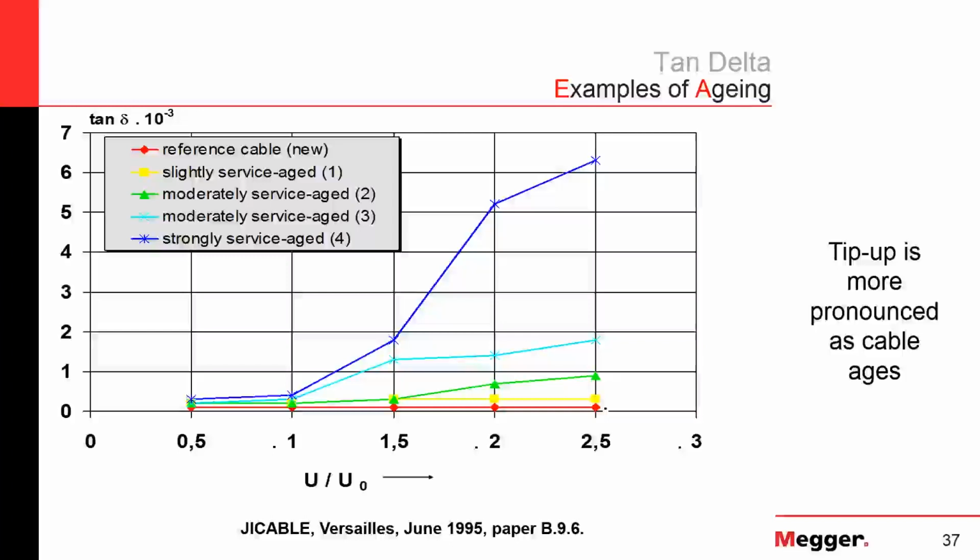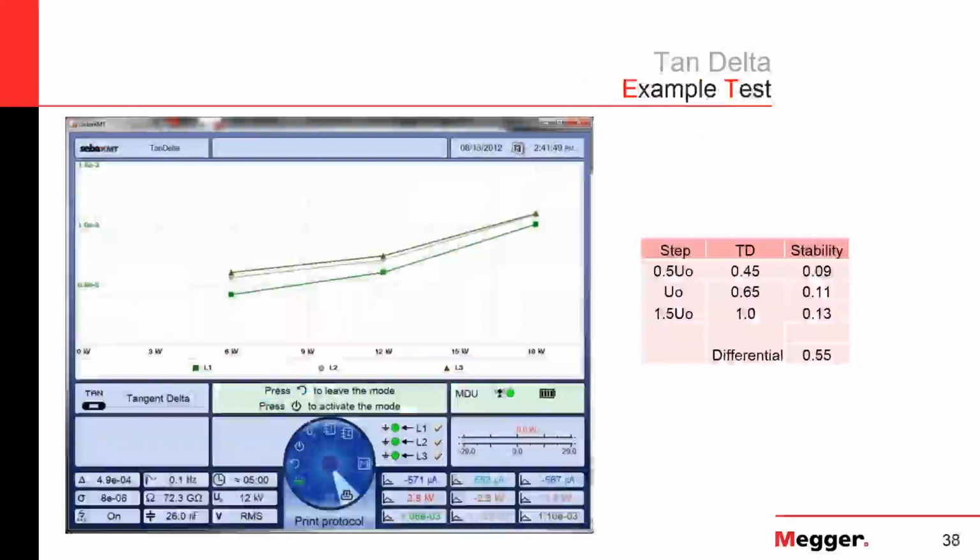But as the cable ages more and more, that's where the tan delta test becomes more and more valuable. It tells us how severely aged that cable is. And you can see, especially with the dark blue line or the lighter blue line, that those tip-up numbers at 1.5 times rated voltage, they get much more severe as the cable gets more and more aged. So that subtraction number would become very large. There, of course, is a difference then at the rated voltage number, but it's not as pronounced as the 1.5 times rated voltage.